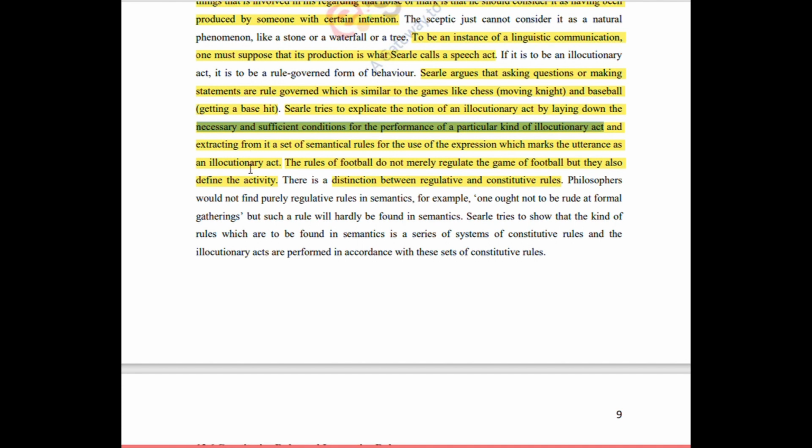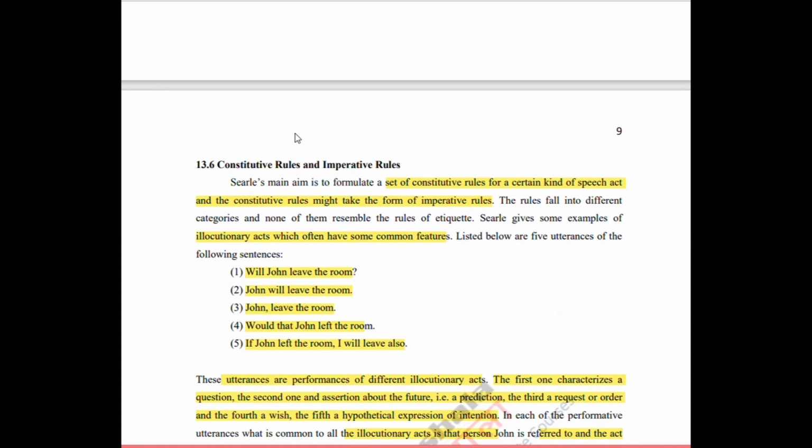And then he talks about a set of semantical rules for such use of expression which will mark the utterance as an illocutionary act. So there may be certain rules which could be implied for the expression to be an illocutionary act. Now he has given a distinction between regulative and constitutive rules. Let us figure it out: constitutive rules and the imperative rule. What was Searle's main idea? It was to formulate a set of constitutive rules for a certain kind of speech act, and the constitutive rules might take the form of imperative rules.